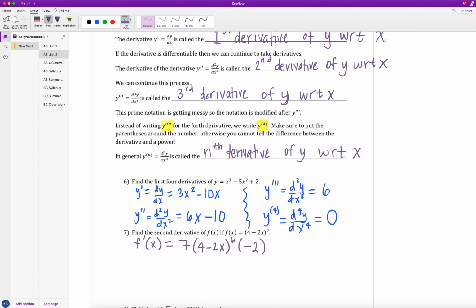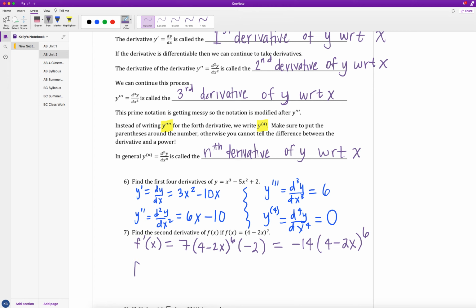Now I can go and find f double prime right away, but I'm going to clean this up a little bit. And this is going to be true as our derivatives get a little bit more complicated. So in example 6, when I took y prime, there wasn't anything I could have combined there, but if I could have combined some like terms, I would have wanted to do that. And in example 7 here, the 7 and the negative 2 are both a scalar, so I'm going to go ahead and just multiply those to begin with and have them together as one term in front. So our first derivative is equal to negative 14 times 4 minus 2x all to the 6.